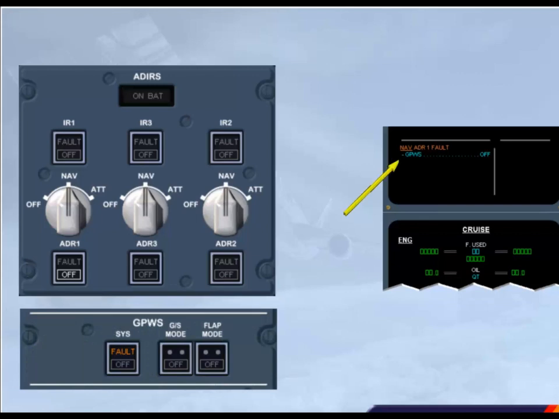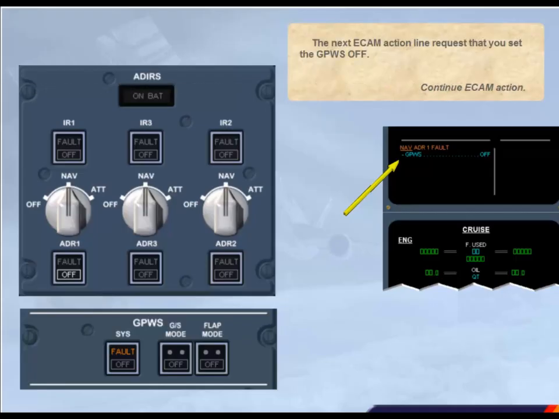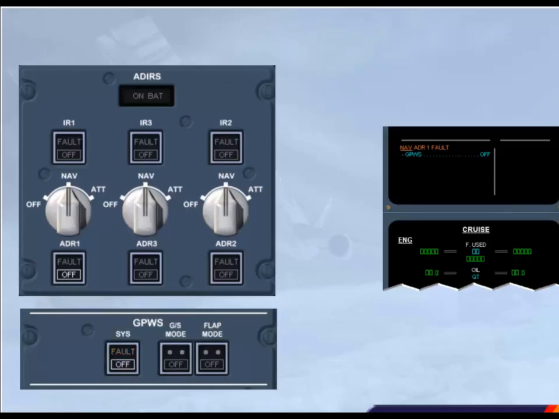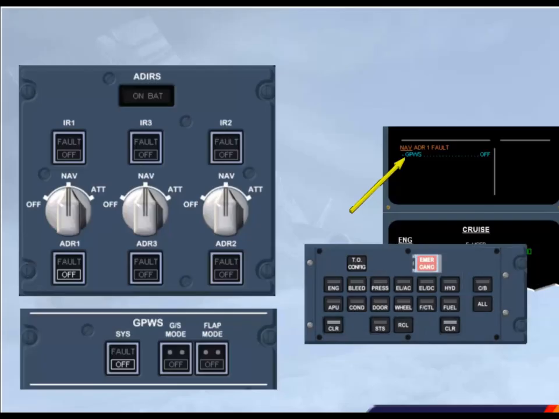The next ECAM action line requests that you set the GPWS off. Continue ECAM action. Notice that the GPWS action line is not removed when the action is performed. After review and confirmation from the pilot flying, clear to see the status page. Clear nav.